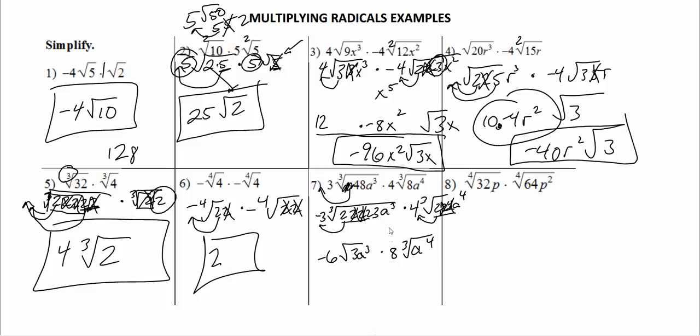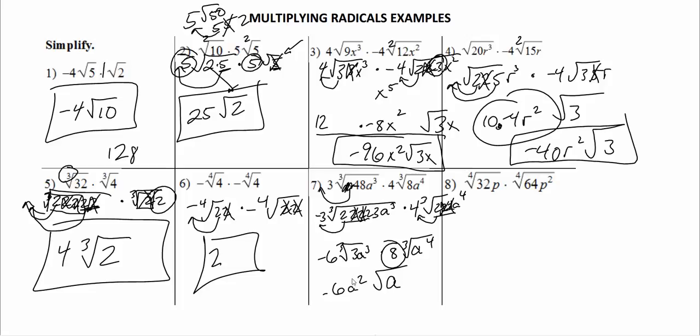Now all my numbers are good, but my variables aren't. Sorry, I need a 3 there. So how many variables do I actually have total? I have 7. So how many groups of 3 can I make? Well, I can make 2, so I have to pull 2 of them out. So it's negative 6a squared. What is left? Well, I still got that 1a is left, right? 7 minus 6 is 1.